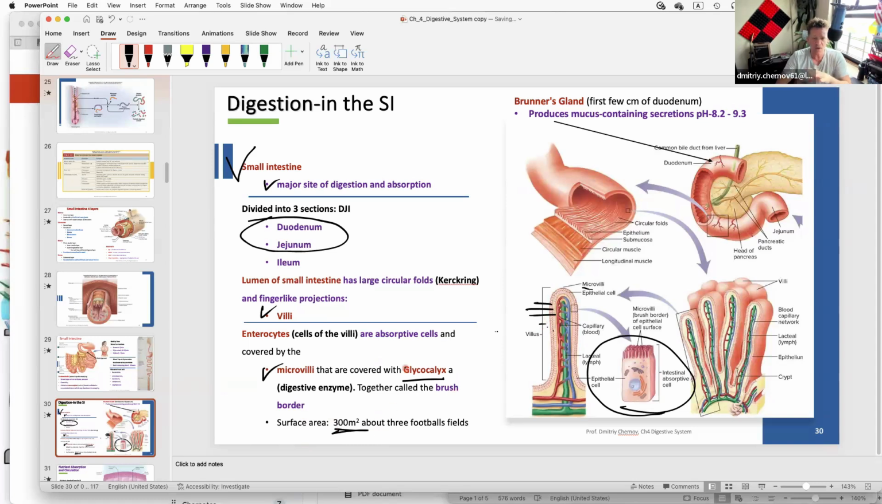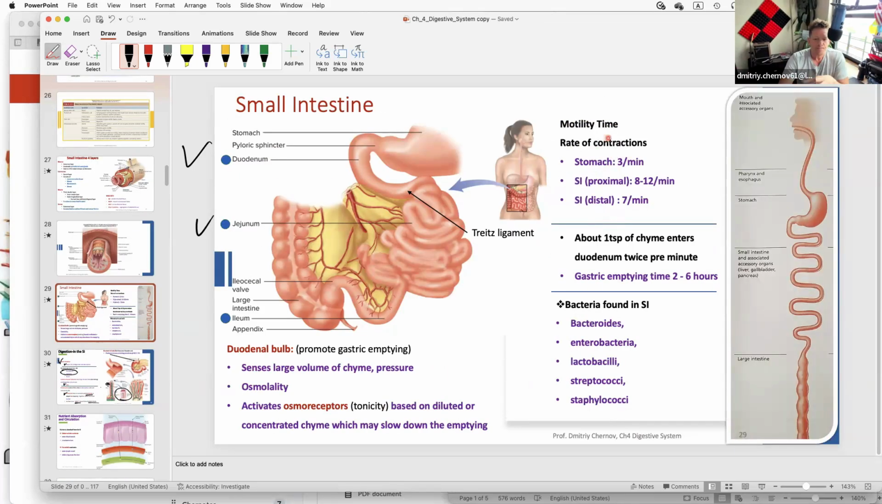So the surface area of the small intestine is huge because of these folds. If you stretch this in different directions, it's 300 square meters, the size of a football field. That's how huge the small intestine is, even though it's only 6 meters, 18 feet. But just because of these folds of this brush border, if you stretch it, you can cover the entire football field. This is trivia information.